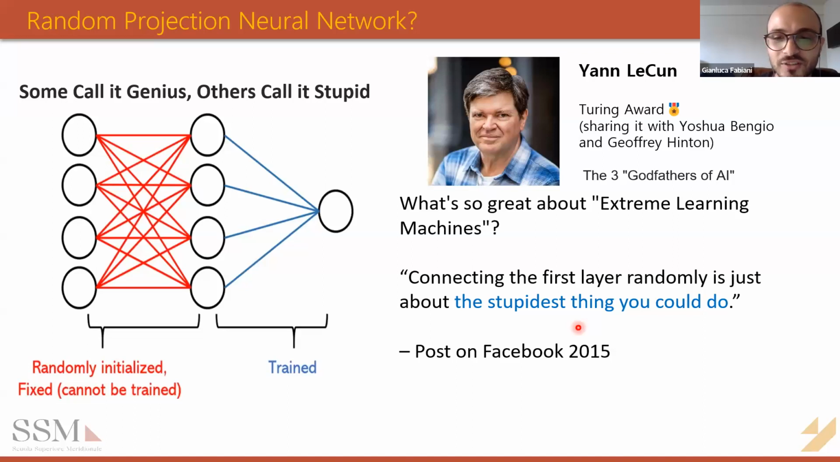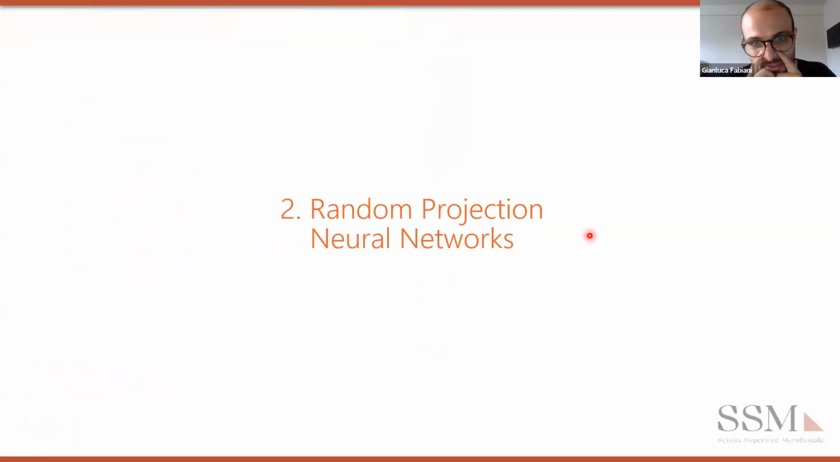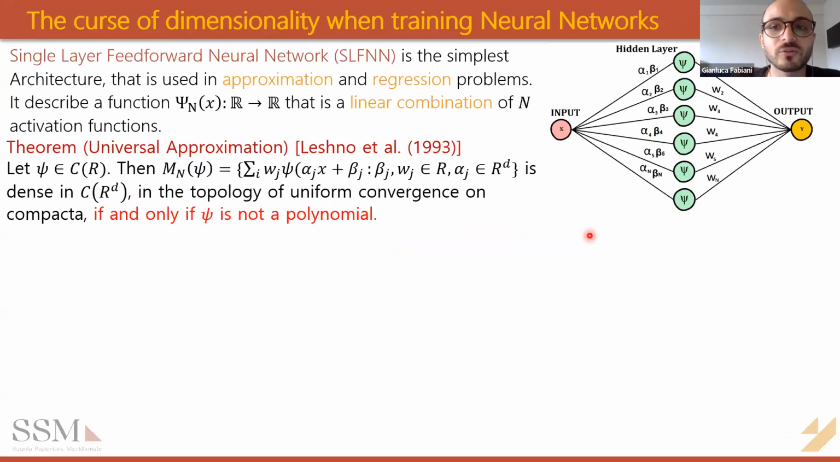I think this is a good starting point to start this tool. So let's see random projection neural networks. We will consider a very simple structure, just a single hidden layer neural network. We have weights alpha that connect input and hidden layer, and biases and weights. For this single hidden layer neural network, the classical one, we have universal approximation.